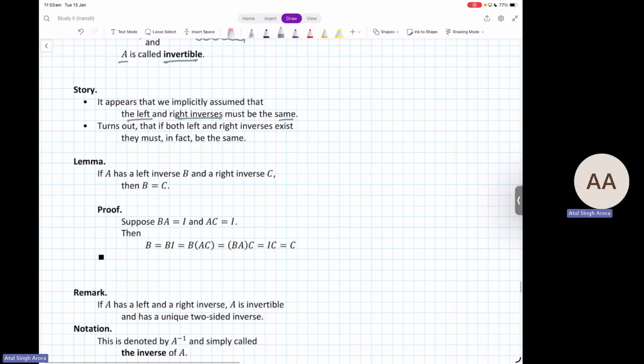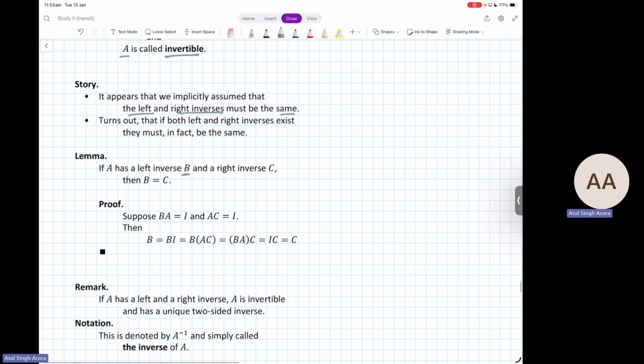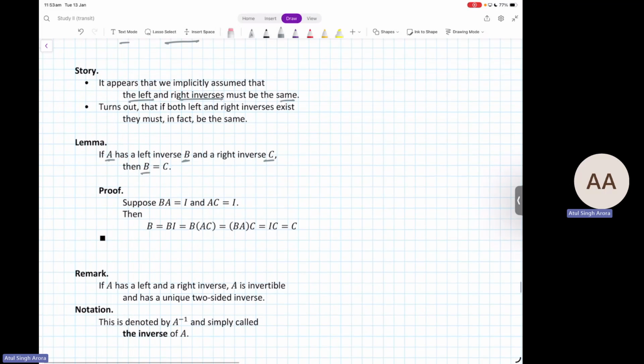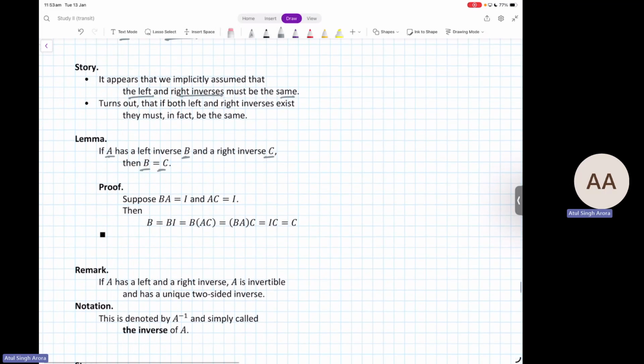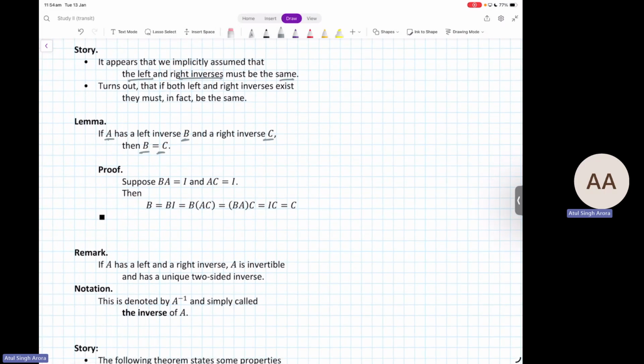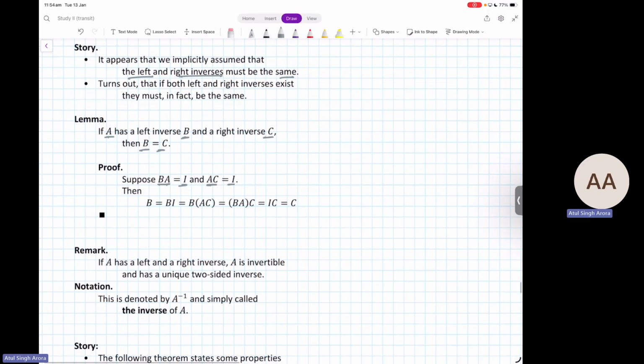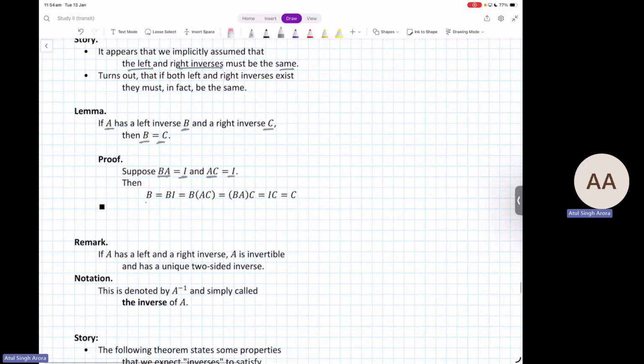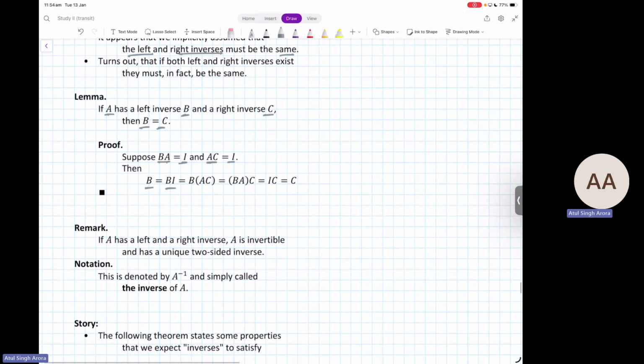So here's the lemma. Suppose that A has a left inverse B and a right inverse capital C, then it must be the case that B and C are identical. They are the same. So how do we do this? Well, let's just apply the definition. We know that BA is identity and AC is identity just from the premise. Then we can write B as B times identity. That's just from the definition of identity, so this step is fine.